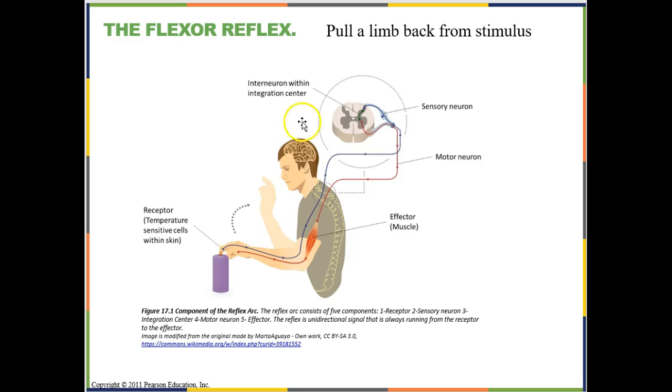More than you need to know. This is what you need to know right there. Pull the limb back from the stimulus. Crossed extensor reflex, we don't do. But I'll tell you what it is.